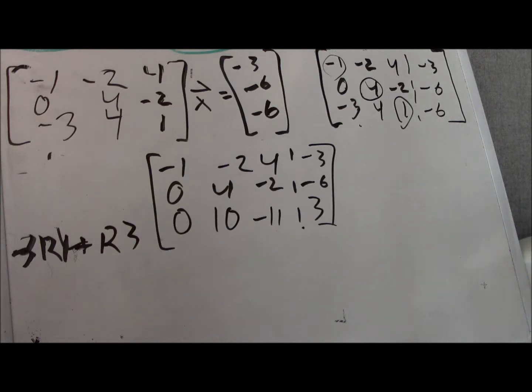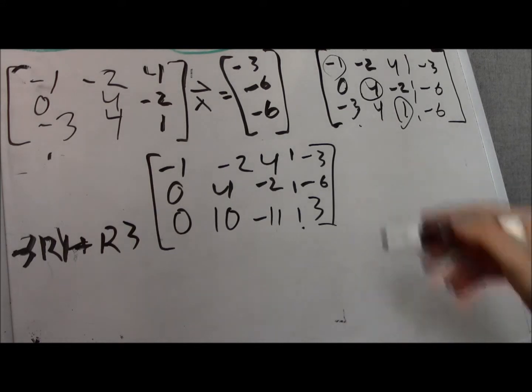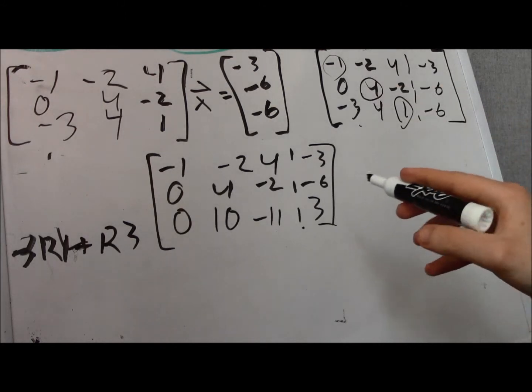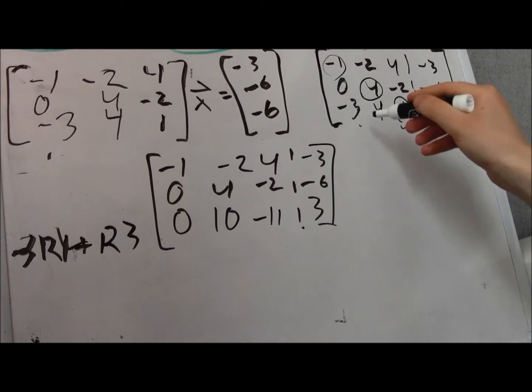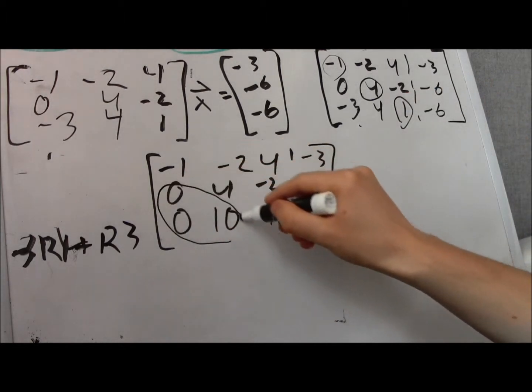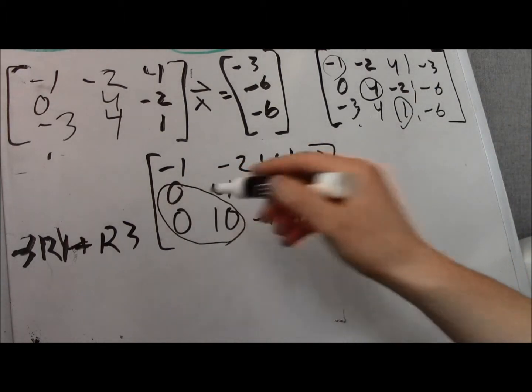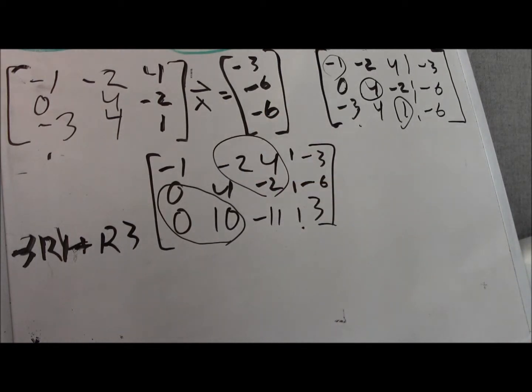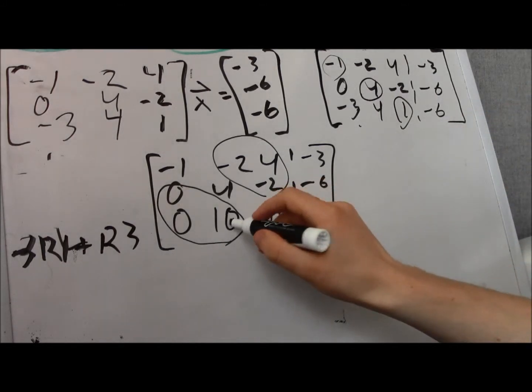So now we want to narrow down our other columns. One thing about row reducing is that it's always easier to do it by eliminating this part first. Turn all that into zeros before you do the top part. It just makes things simpler. So we're going to want to make that one a 0.